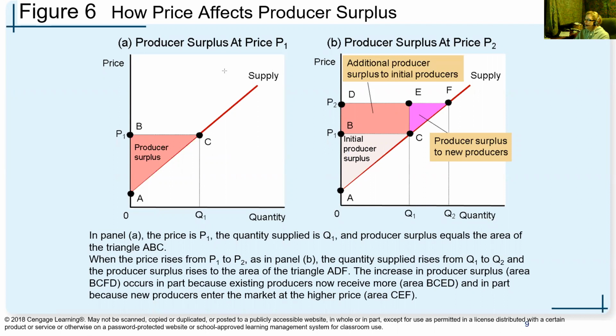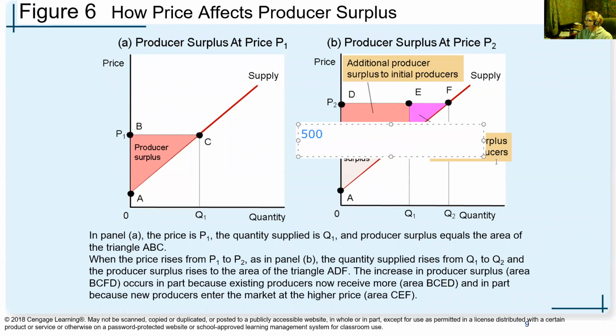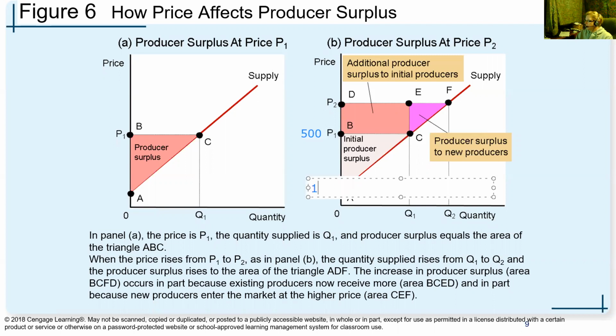Okay, so I'm going to go ahead and put the numbers, if I can remember them. I think it was 500, wasn't it? Yeah, I think so. And down here, I think I had 100. And Q1, I think I had 100. Okay. Yeah. And then let's say the price rises.